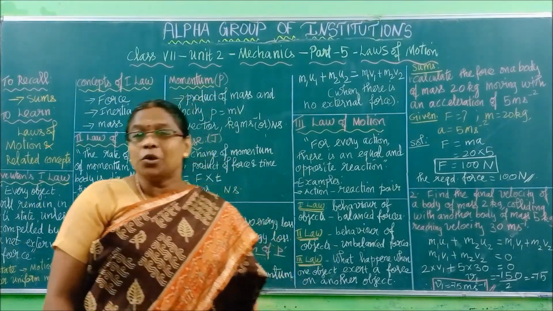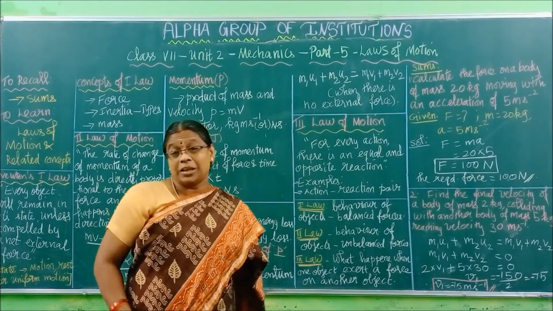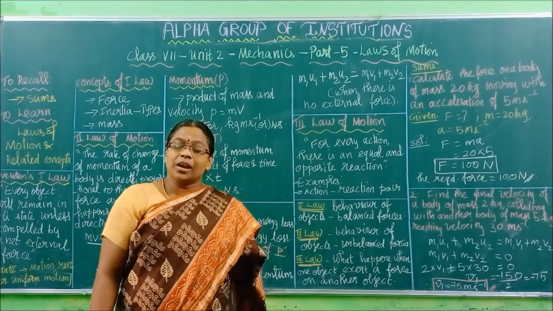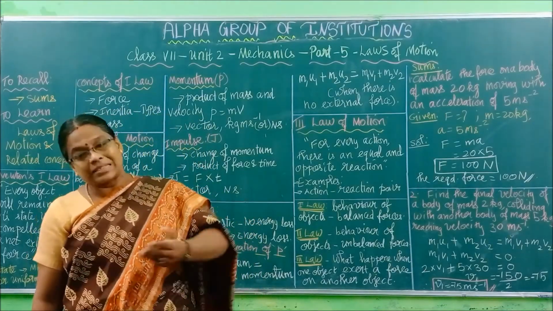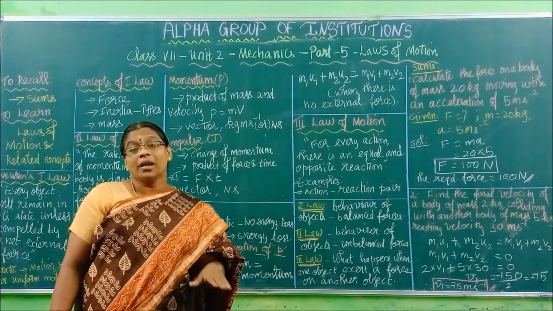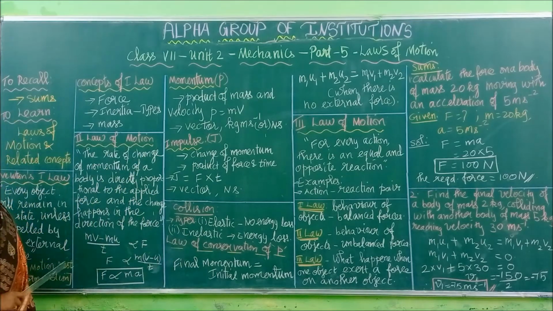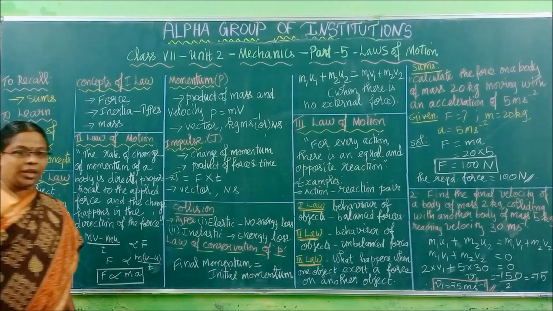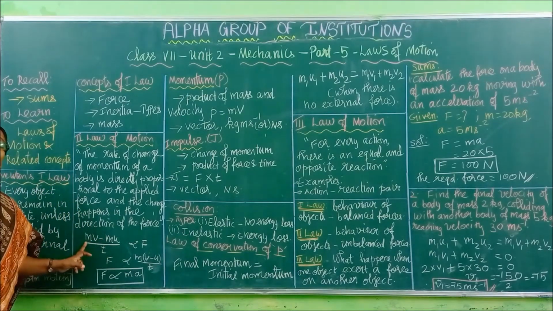Rate of change of momentum. Rate means what I told you in the previous classes: any concept divided by time is called the rate. Right? In our previous classes we learned that rate of change of velocity is called acceleration. Like that, rate means we have to divide that quantity by time. Here, rate of change of momentum. Momentum means P. P means what? mv. So that is what I have written here.